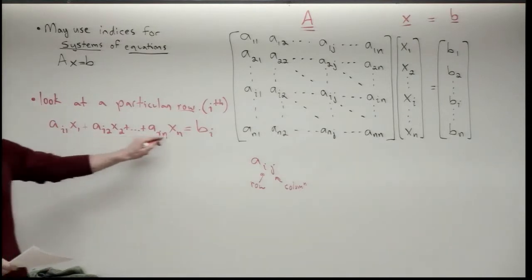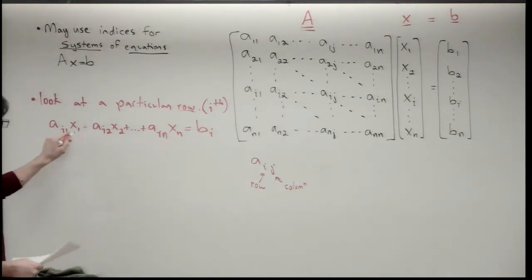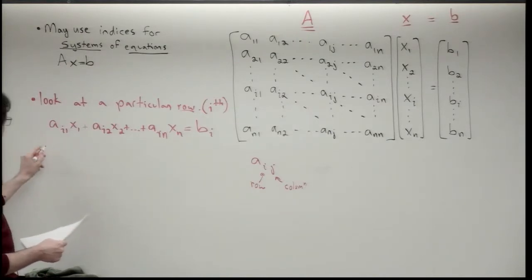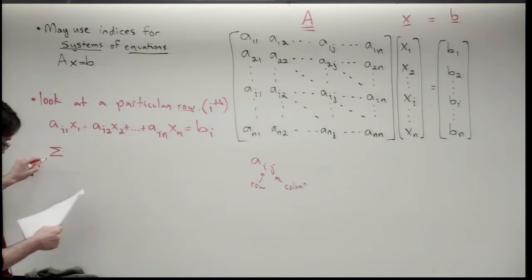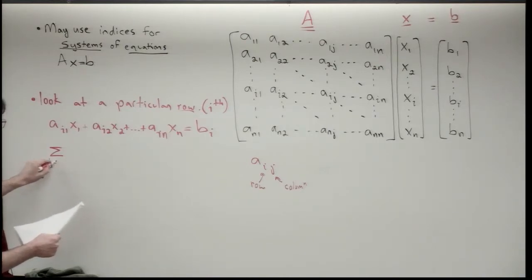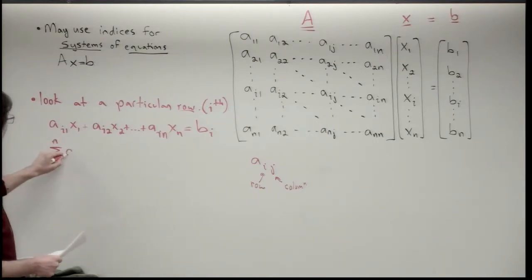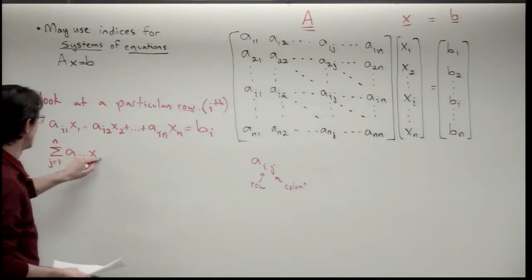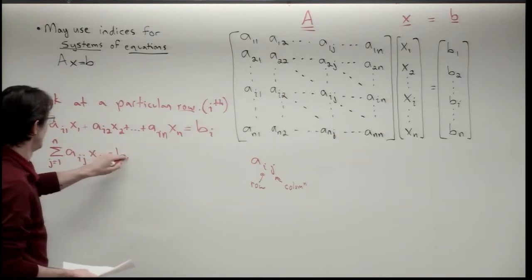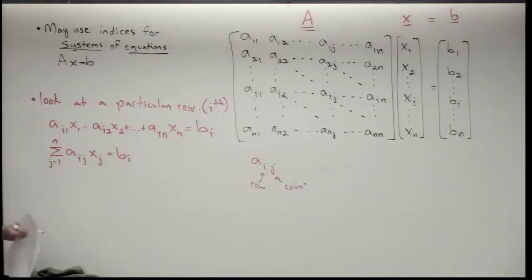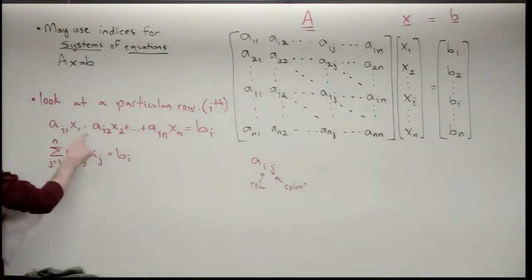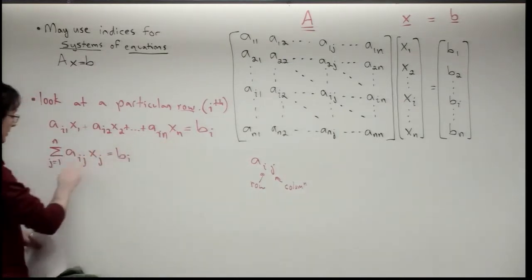And I can write it using these indices of x, A, and b. Another way to write this is the sum from j equals 1 to n of A_ij times xj equals bi. I'm just summing over all of my j's, 1, 2, dot dot dot, to n.